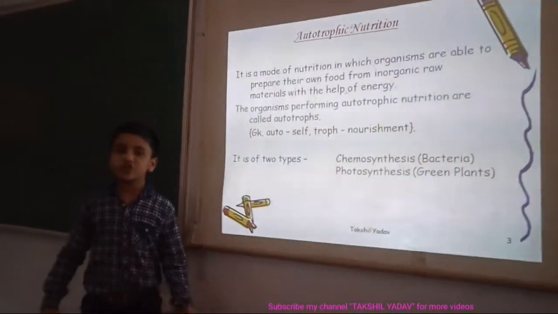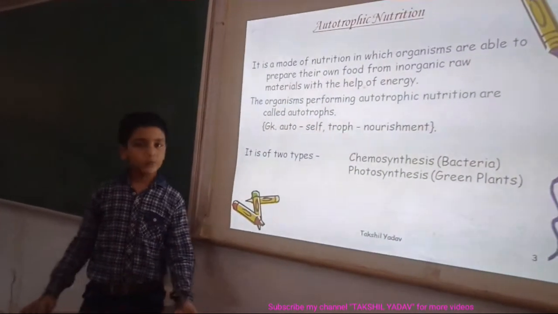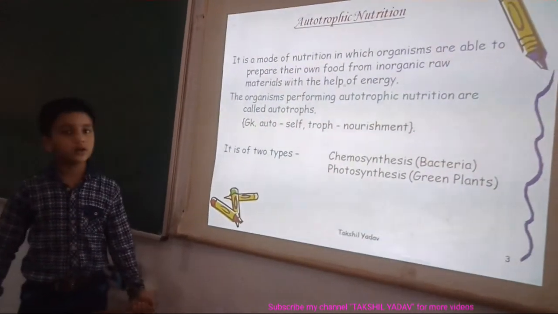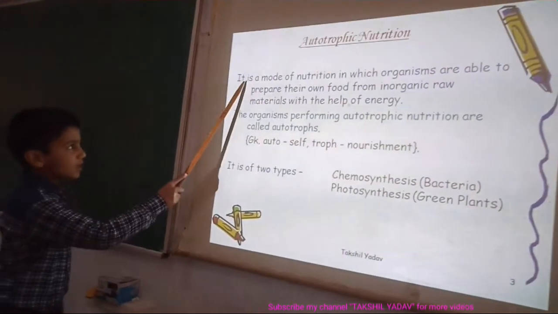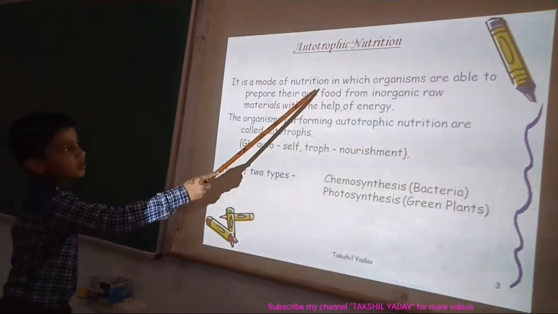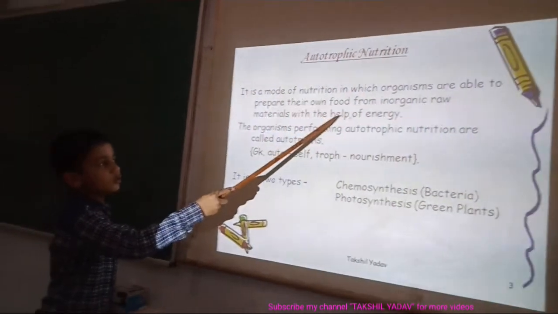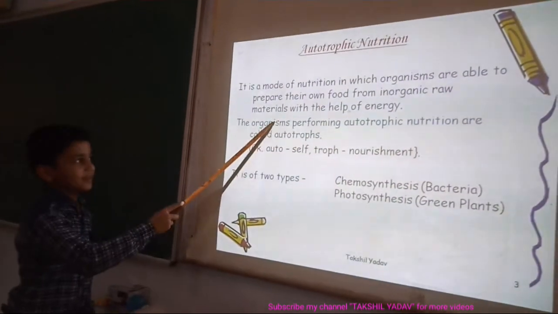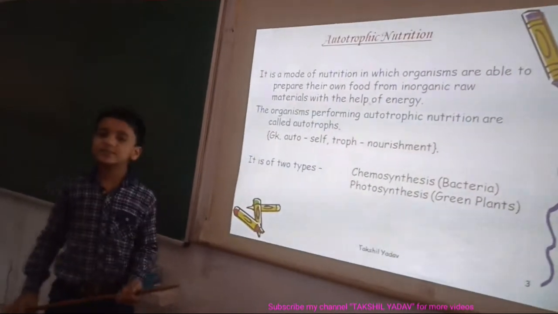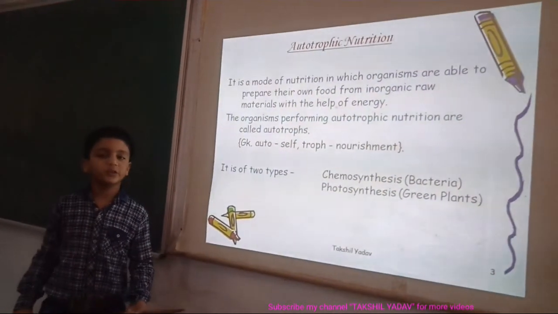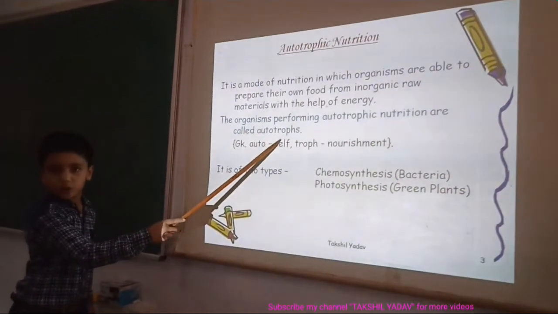The mode of nutrition in which an organism can make its own food for its nutrition is called autotrophic nutrition. Or we can say it is a mode of nutrition in which organisms are able to prepare their own food from inorganic raw materials with the help of energy. The organisms that perform autotrophic nutrition are called autotrophs.